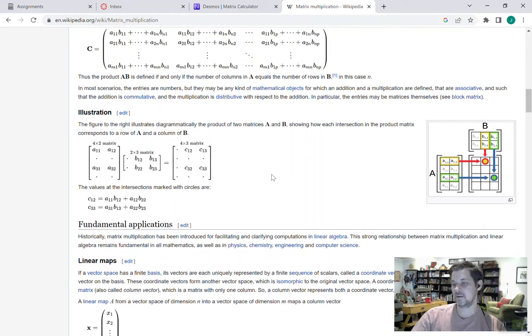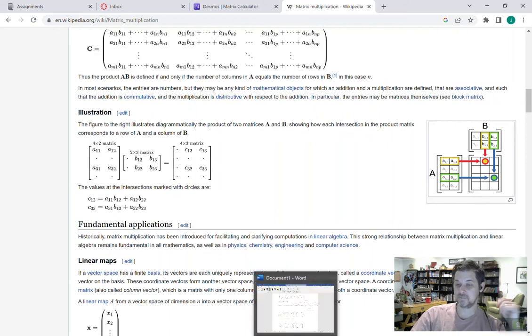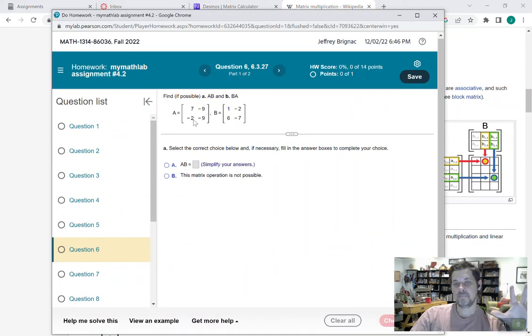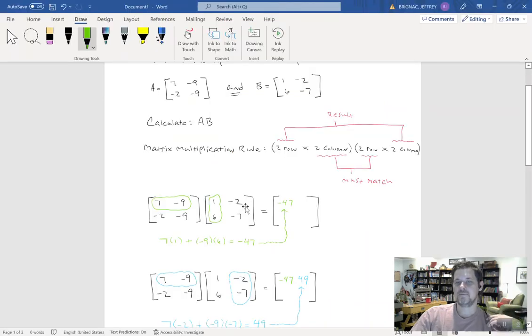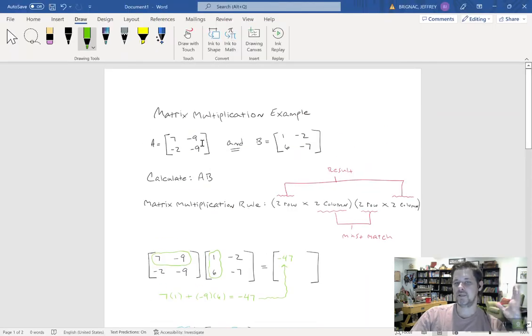So I thought I would try to show you something a little bit different, that's consistent with how I normally show people how to multiply matrices. So here's what I've done. Here's our problem that I'm going to do, and I've written it here. I'm going to multiply this matrix A times this matrix B.